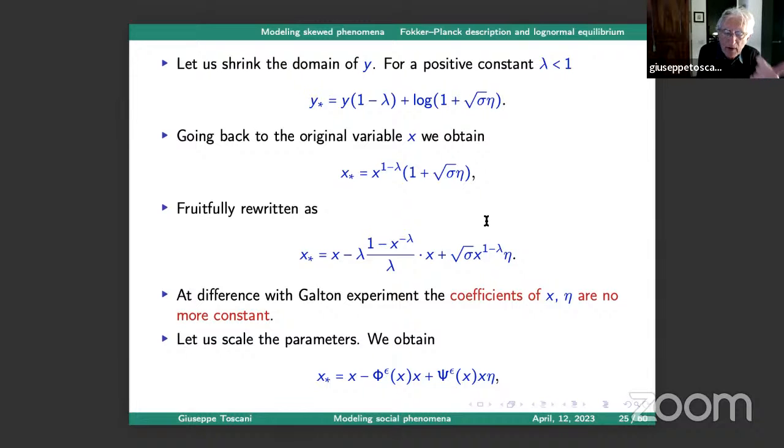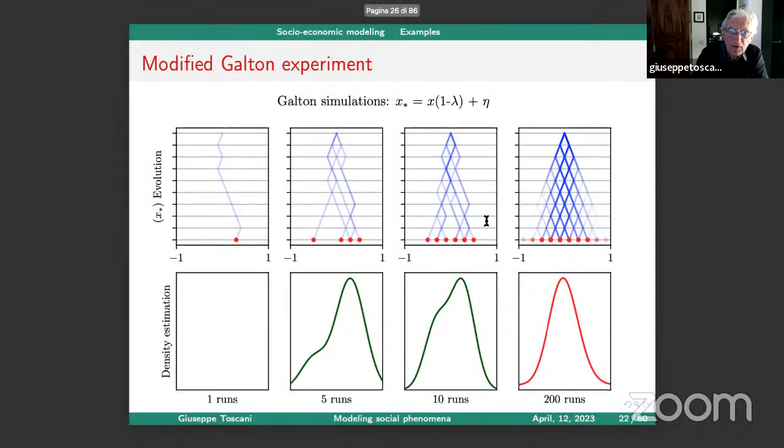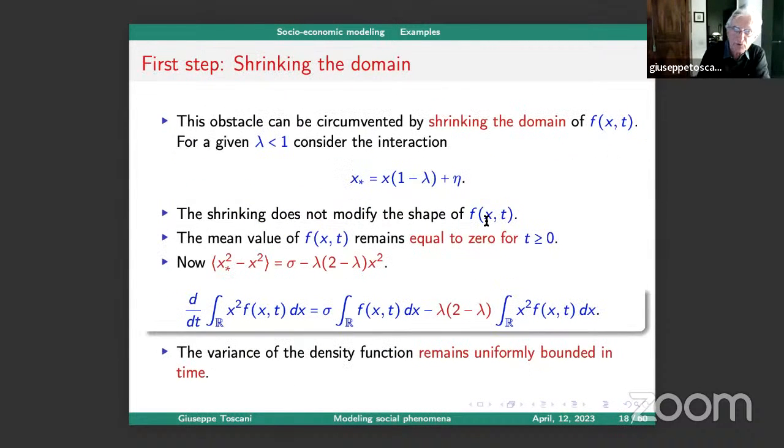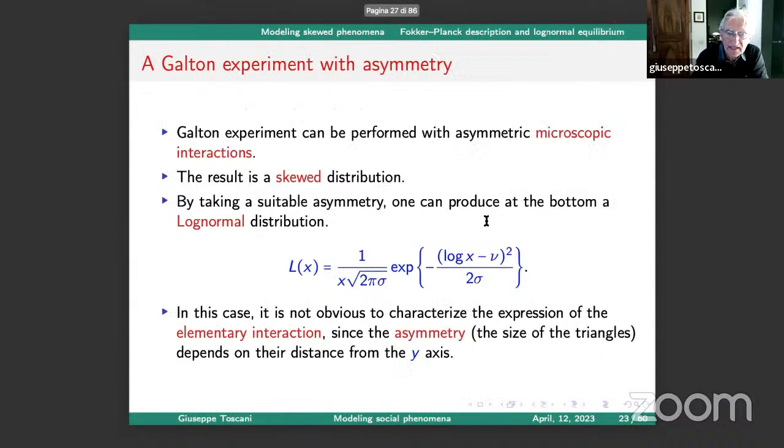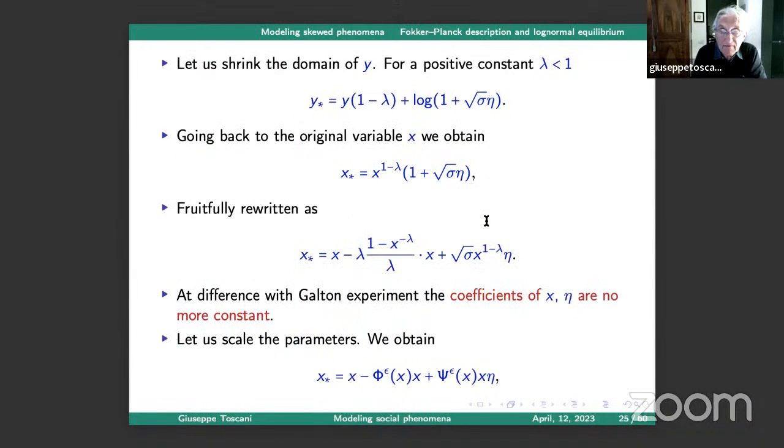So in other words, you have a law like the Galton law. I go back one moment, like this one, in which you have x star equal x plus eta, in which here the coefficient of x is minus lambda, the coefficient of eta is equal to 1. In this case, I have a much more, let's say, involved relationship, in which you say that more or less you have x star equal x minus a function which multiplies x, plus another function which multiplies eta.